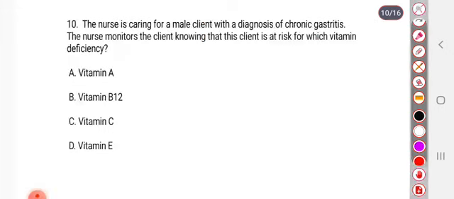the nurse is caring for a male client with a diagnosis of chronic gastritis. The nurse monitors the client knowing that this client is at risk for which vitamin deficiency? क्रोनिक गैस्ट्राइटिस वाले पेशेंट के अंदर कौन से विटामिन की डेफिशिएंसी देखने को मिलती है? ऑप्शन ए विटामिन ए, ऑप्शन बी विटामिन B12, ऑप्शन सी विटामिन सी, एंड ऑप्शन डी विटामिन ई.